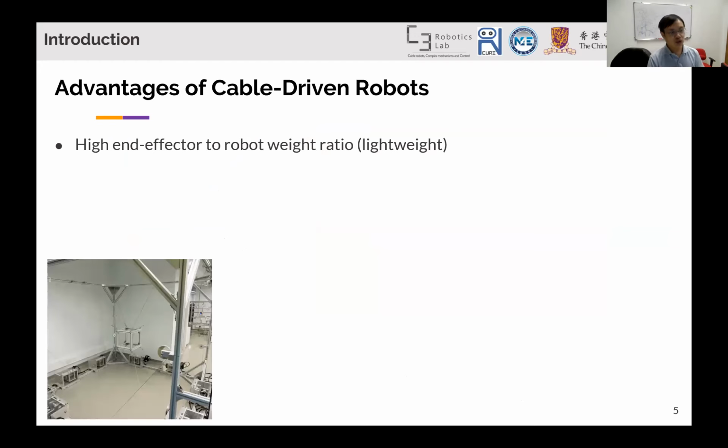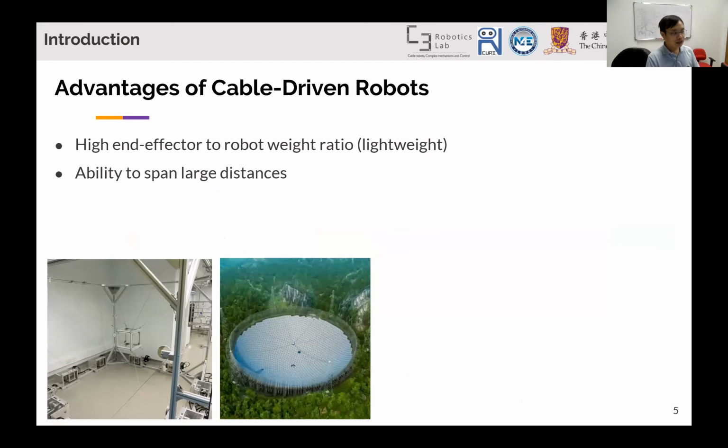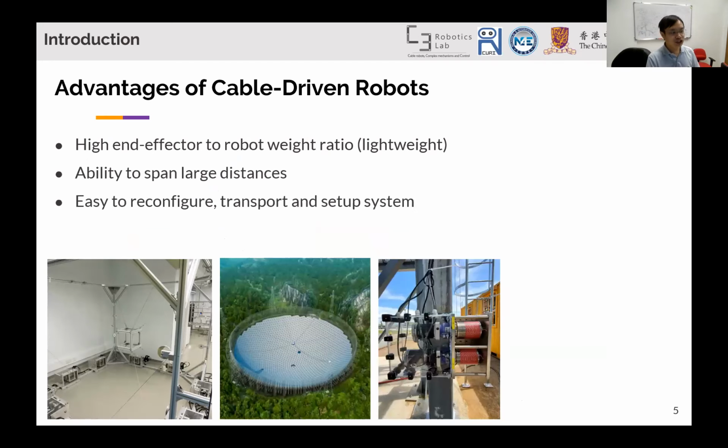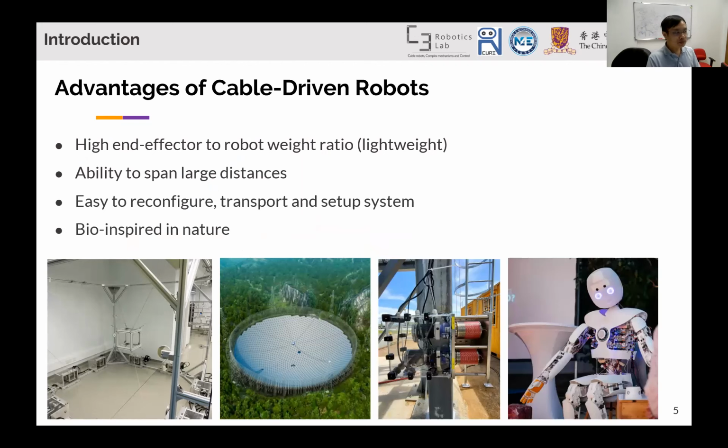The advantages should also be well known, so I'll just quickly go through them. The robots are typically lightweight, capable of being large, easy to transport and reconfigure, and also bio-inspired, for those people who are interested in that aspect of cable robots.